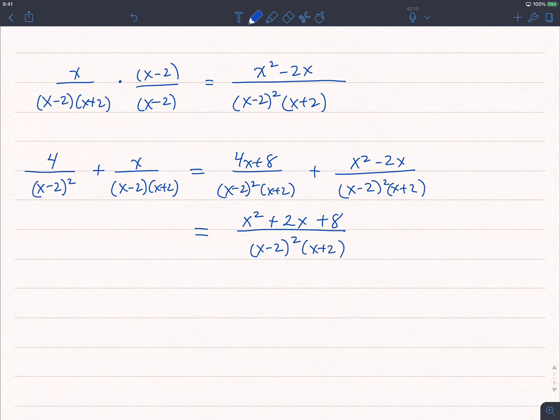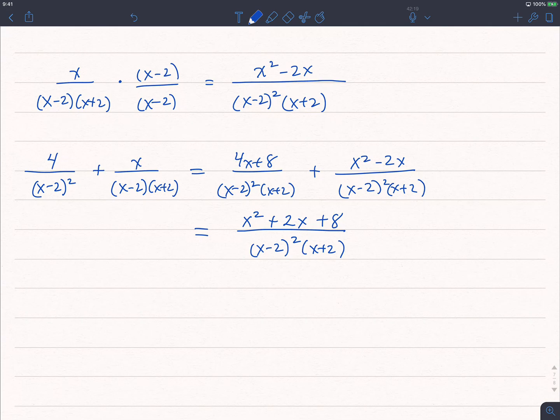Now let's see if we can factor the numerator. The only way it could factor is if any two factors of 8 add up to positive 2. So the factors of 8 are, well, 1 and 8, or negative 1, negative 8. Neither of those pairs add up to 2. And 2 and 4, or negative 2, negative 4. And again, neither of those pairs add up to positive 2. So we're done. Can't factor the numerator.